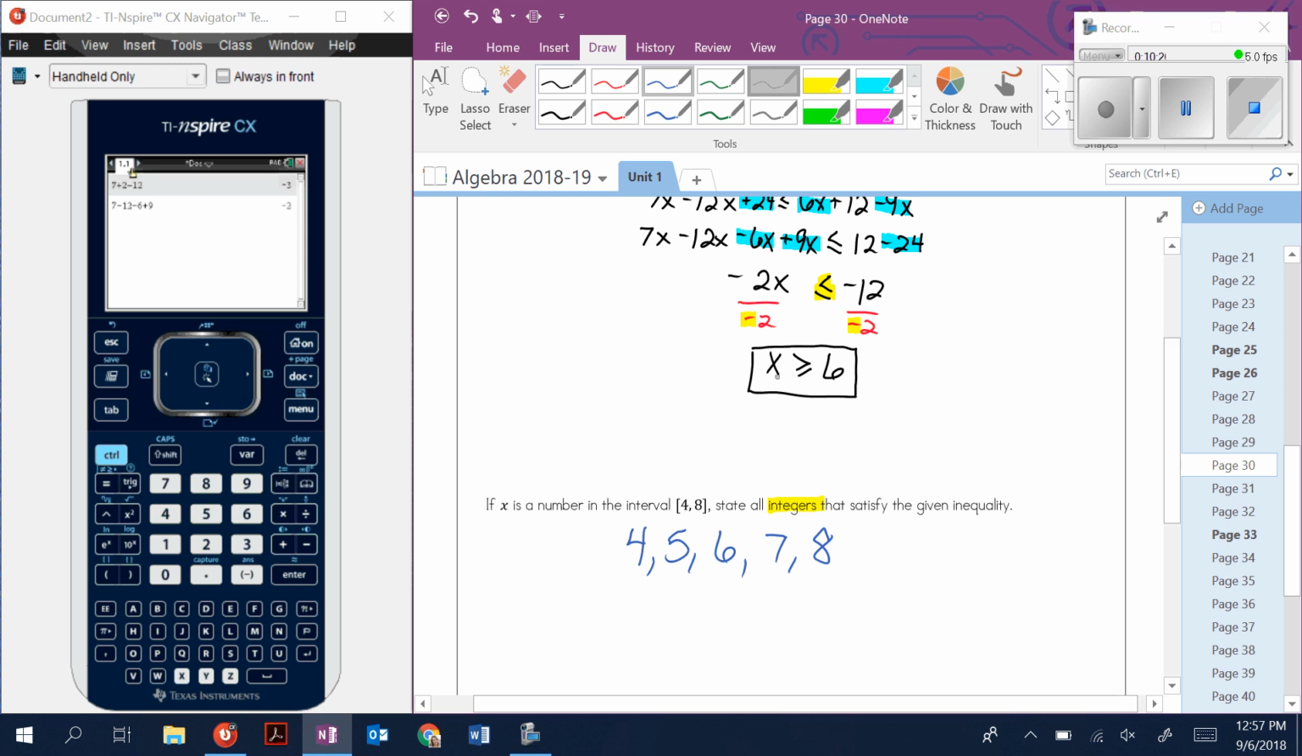If we know that x is bigger than or equal to 6, which ones can we get rid of? Well, 4 is not bigger than or equal to 6. 5 is not bigger than or equal to 6. Is 6 bigger than or equal to 6? Sure is. So is 7 and 8. So let's box those ones off.